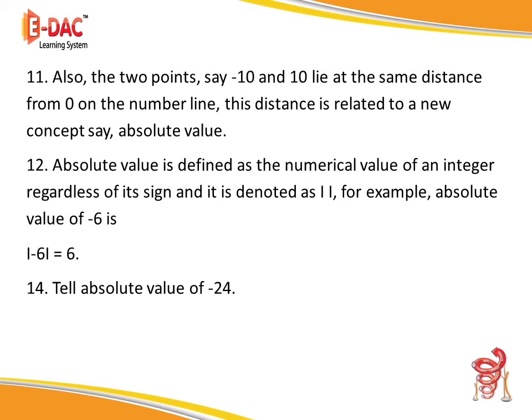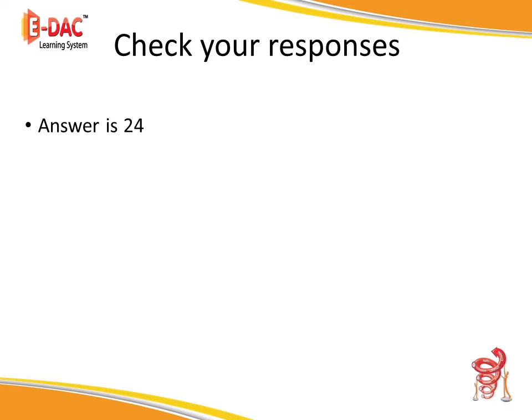11. Also, the 2 points, say minus 10 and 10, lie at the same distance from 0 on the number line. This distance is related to a new concept, say absolute value. 12. Absolute value is defined as the numerical value of an integer regardless of its sign. For example, the absolute value of minus 6 is equal to 6. 14. Tell the absolute value of minus 24.